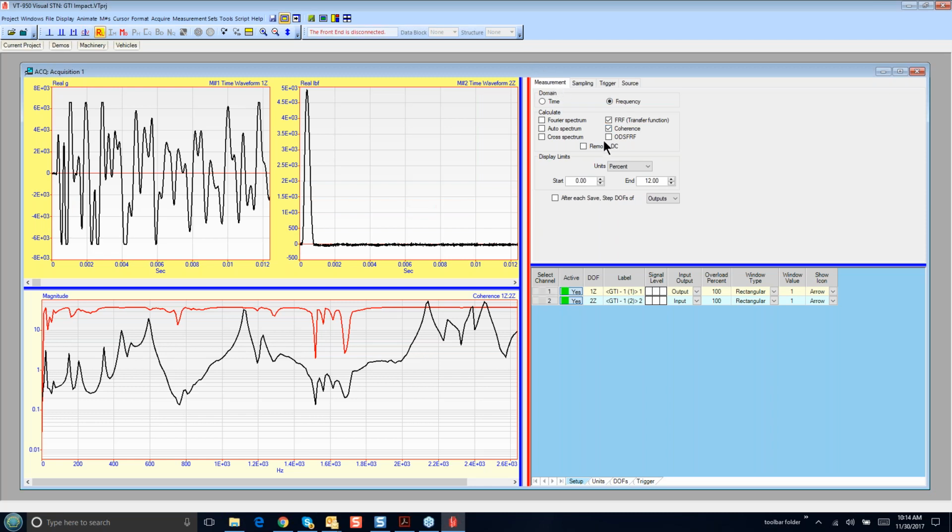So my measurement is set up here. I'm going to measure an FRF, or a transfer function, and coherence. I'm only going to display some of the lower frequencies here so we can see, even though this device will go way out to a much higher frequency range, we're only going to look up to a couple of kilohertz here. So we've limited our display to 12% of the actual acquired data.